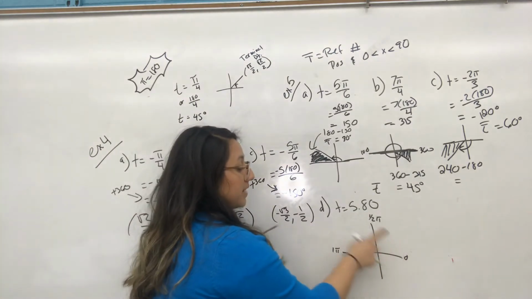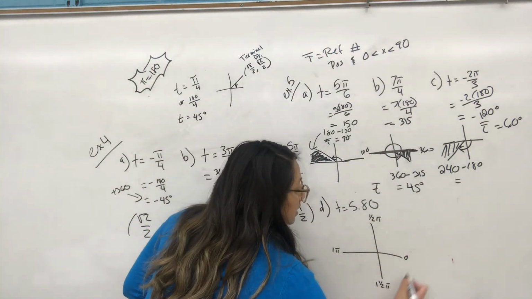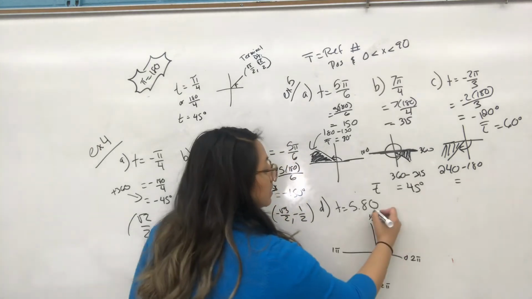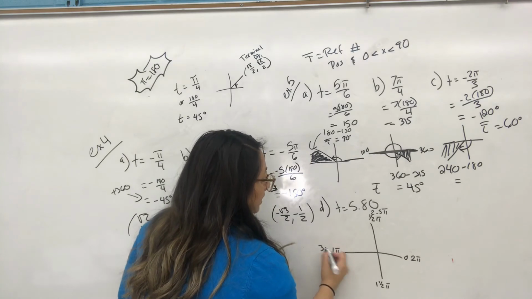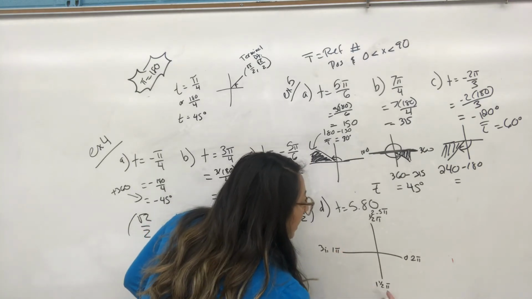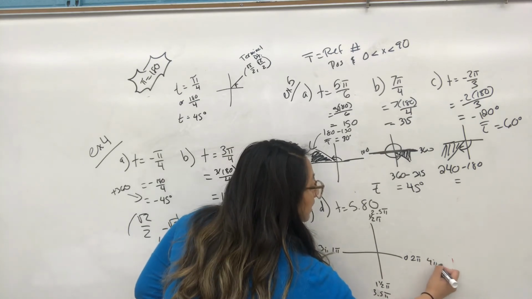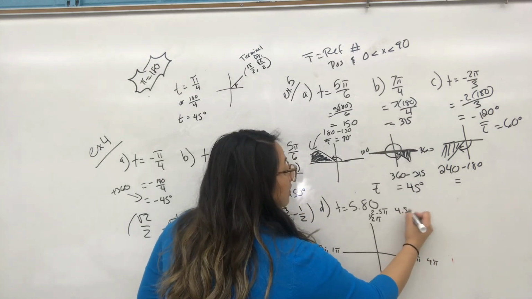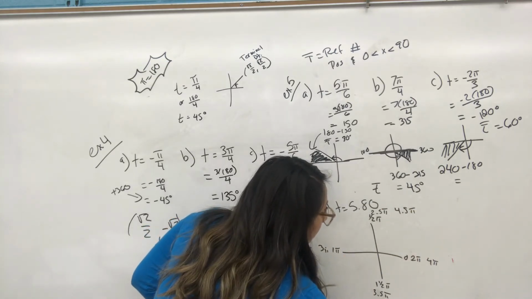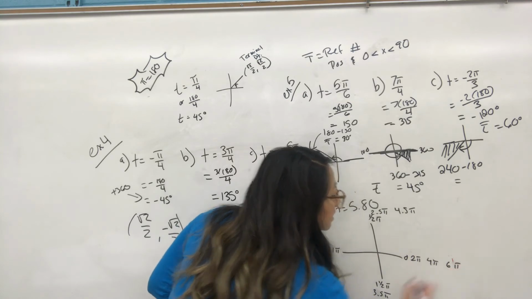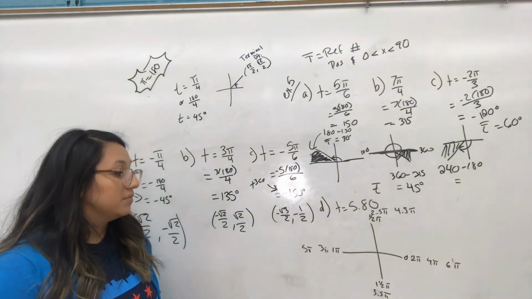So I start with 0, half a radian, 1 radian, 1.5 radians, 2 radians, 2.5 radians, gonna use decimals now, 3 radians, 3.5 radians, and then this is 4 radians, and I can keep on going, 4.5 radians, 5 radians, 5.5 radians, and this will be 6 radians. So if I see this number 5.8, this is actually in terms of radians.